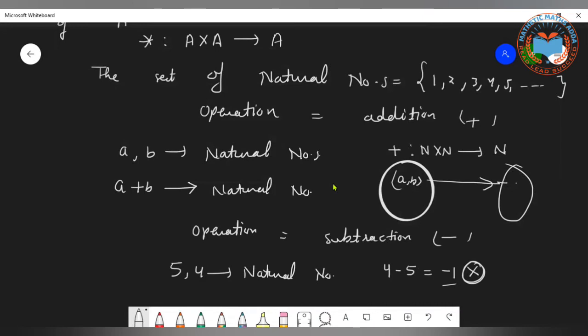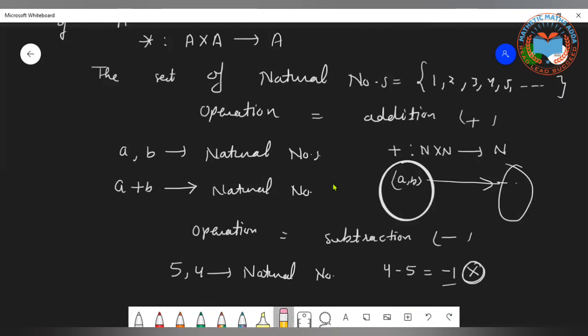So this is a very simple and very important example for binary operation. We have seen that addition is a binary operation in case of natural numbers, but the operation subtraction is not a binary operation. So in a simple statement, we can say that a binary operation is a function from A cross A to A.